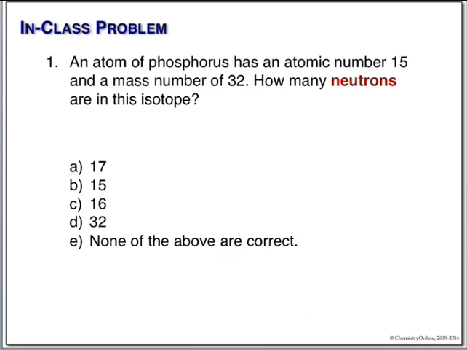Well, let's do a couple quick exam problems here. We have phosphorus with an atomic number of 15. Mass number is 32. How many neutrons? Remember, mass number is simply protons plus neutrons. This is 17 neutrons.